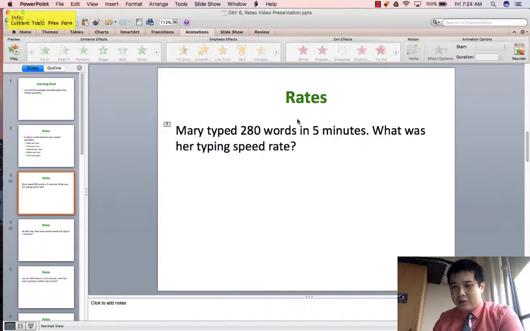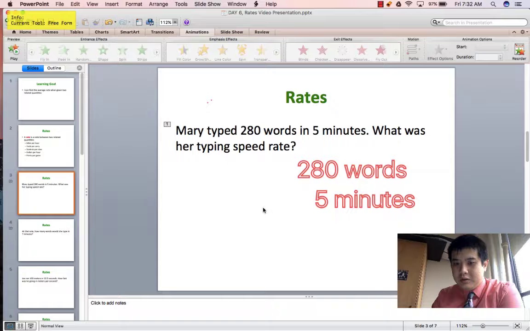So this 280 is our dependent variable, and it depends on how many minutes, which is 5 minutes. So our independent variable goes on the top, our dependent one goes on the bottom, right here. So 280 words per minute. Remember the word per means divide.